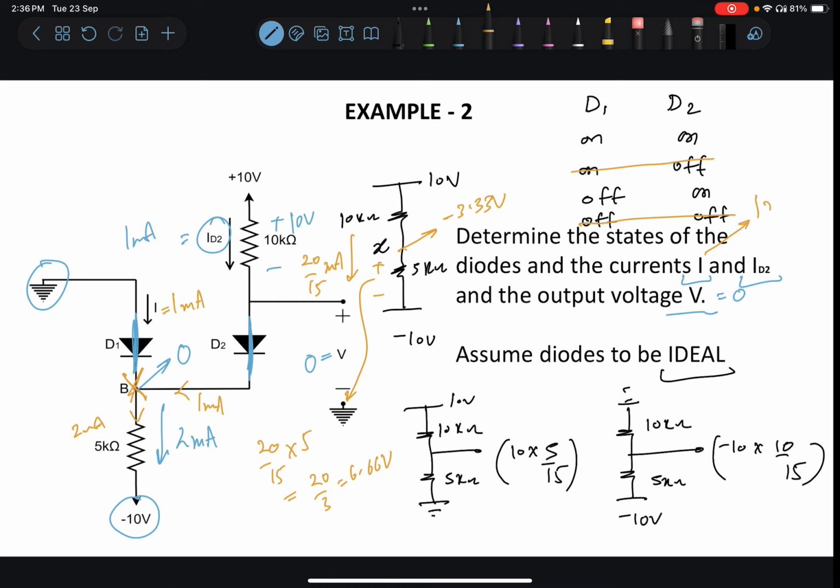So we have calculated I to be 1 milliampere and ID2 also to be 1 milliampere. That will be the answer to the problem.